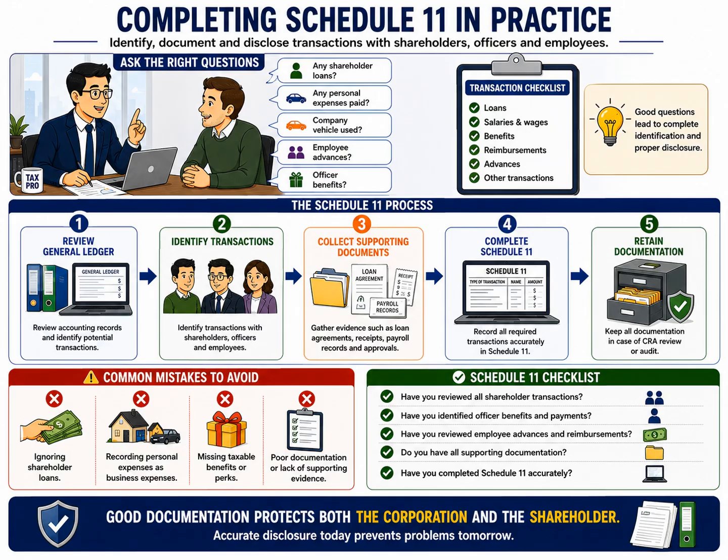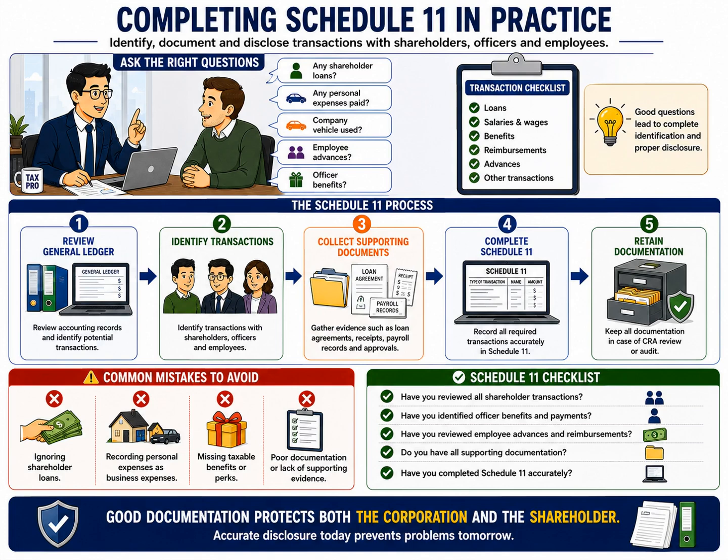Once you've identified the transactions, gather the supporting documentation. This may include loan agreements, payroll records, receipts, reimbursement claims, benefit calculations, board resolutions, or any other documents that explain the transaction. Strong documentation is essential because it supports the information reported on Schedule 11 and provides evidence if the CRA requests additional details. Next, complete Schedule 11 using the information you've collected. After the schedule is prepared, retain all supporting documentation with the corporation's records. Even after the tax return is filed, these documents may be needed during a future CRA review or audit.